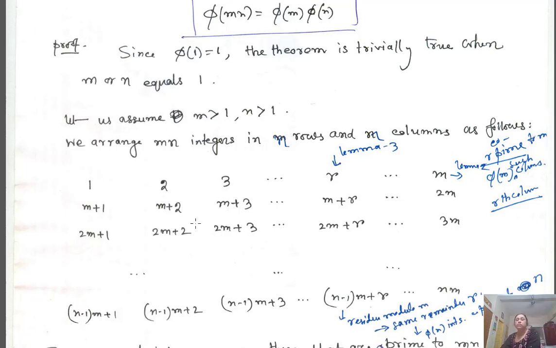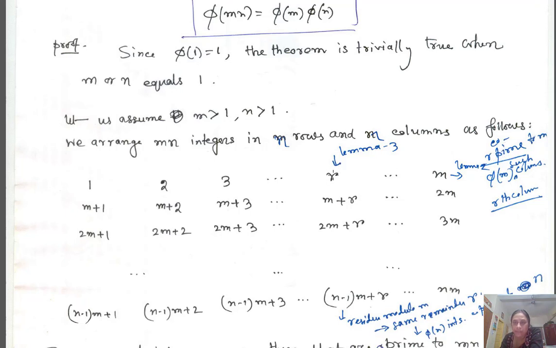Now in the first row, 1, 2, 3 up to m. How many elements are there which are less than m and co-prime to m? So how many elements are there in this which are co-prime to m? Phi m many elements.